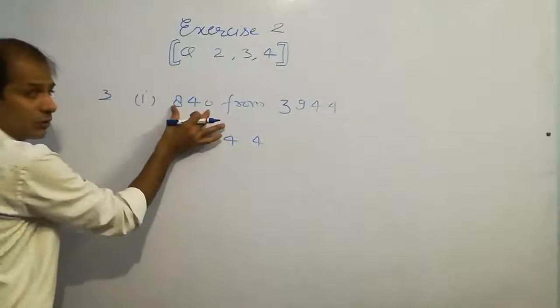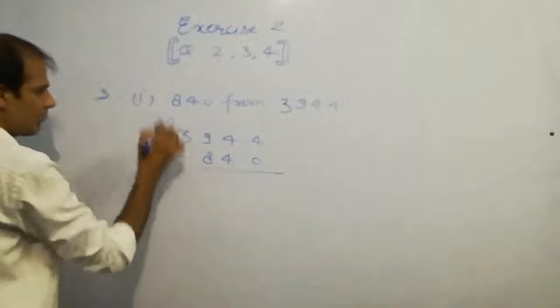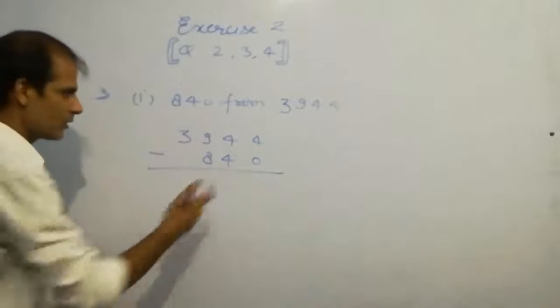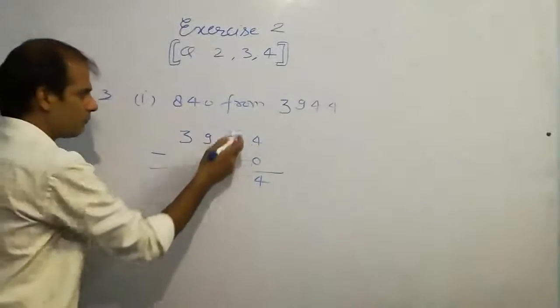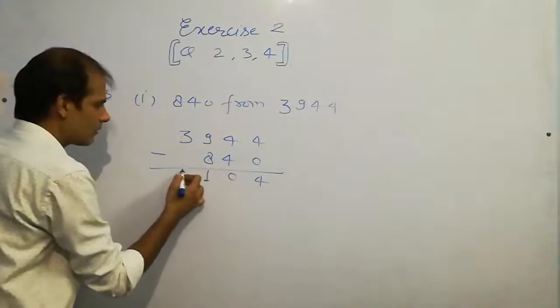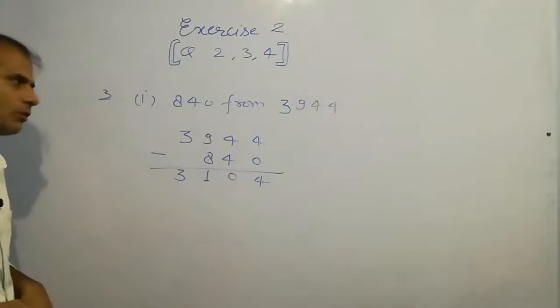So it is 840. Okay, we write 840. Put a minus sign, draw a line. You will write your answer below this line. 4 minus 0, 4. Okay, and 4 minus 4, 0. 9 minus 8, 1, and it is 3. So the answer is 3104.